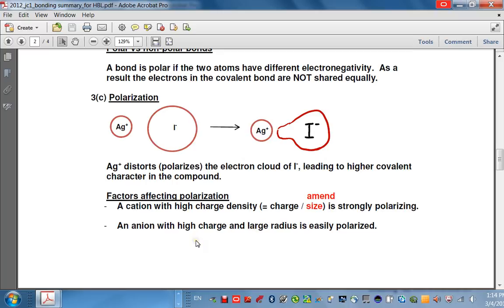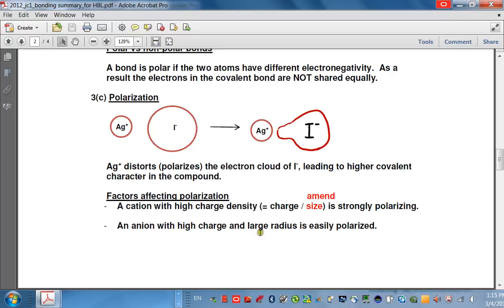Okay, the next one is regarding the anion. An anion with high charge is easily polarized. This is similar to the cation, also quite intuitive. If the anion has high charge, that means the attraction between the cation and the anion is stronger, and therefore the anion is more easily attracted or more easily polarized.